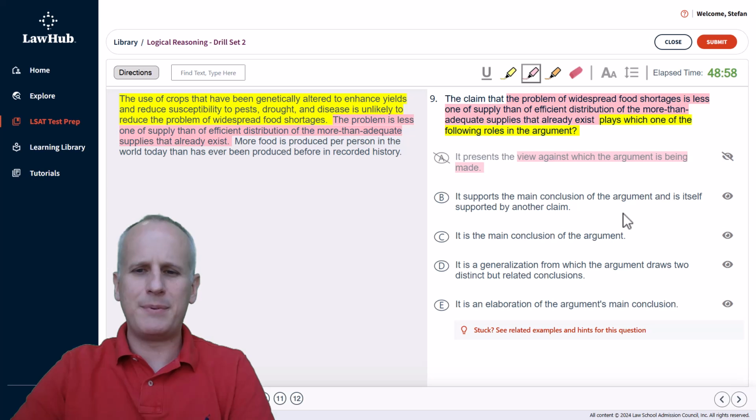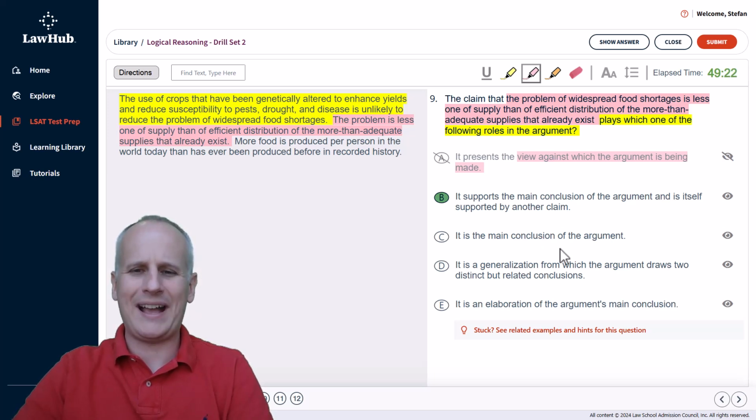Next, we've got choice B. It supports the main conclusion of the argument and itself is supported by another claim. Well, yeah, that's it. It's what we predicted. It's how we've highlighted. We know that this third statement supported the second statement, which is the claim at issue, which supported the conclusion, which is the main conclusion in yellow. So everything for B lines up, and you should be able to select B pretty readily.